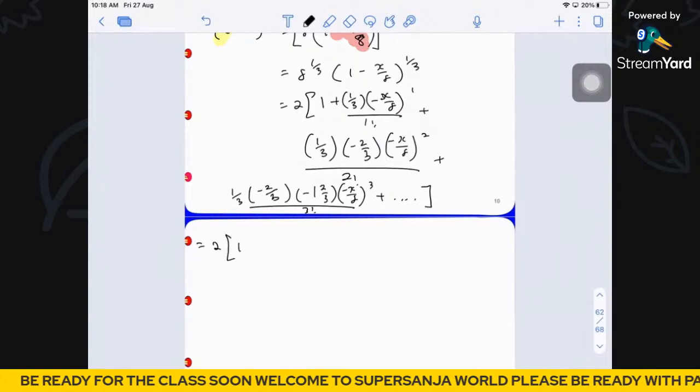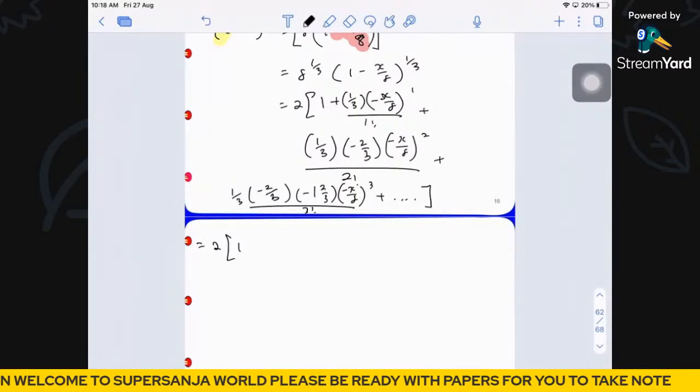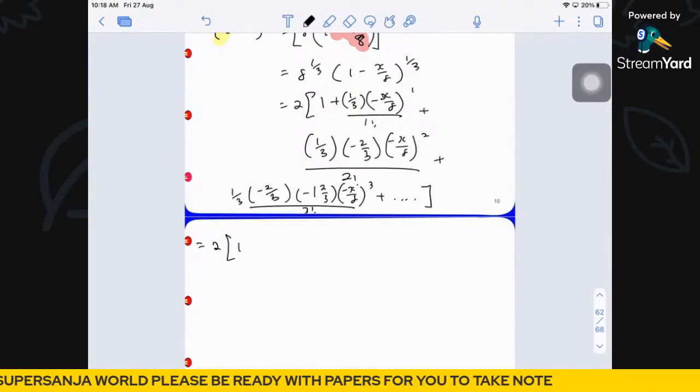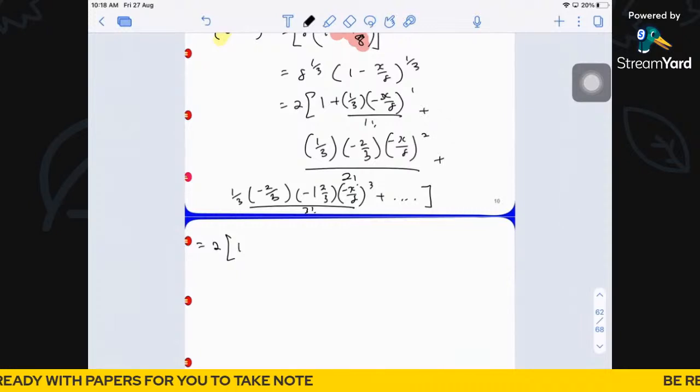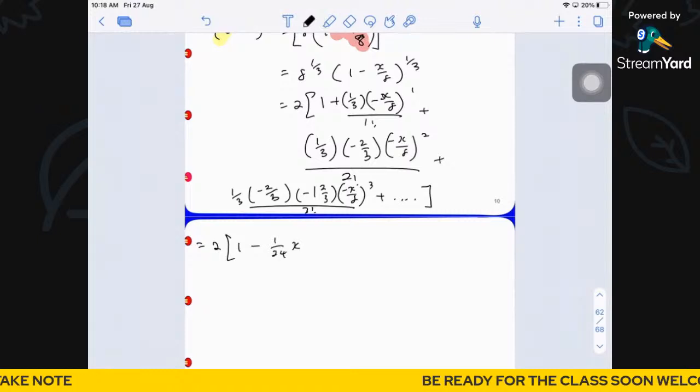Okay, be careful when you press your calculator. You press 1 over 3 bracket, close bracket, then open bracket, negative 1 over 8 power of 1. Put it inside the calculator, divide by 1 factorial. You can straight away get 1 over 24x.